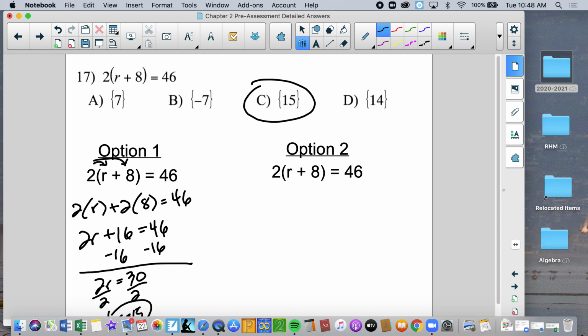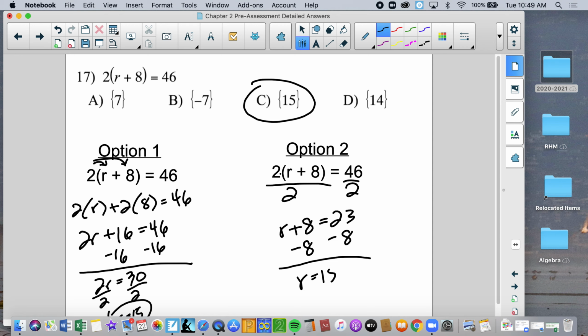The high school way, I can't get into the parentheses, so I need to get rid of what's outside of those parentheses. I'm going to divide by 2. That leaves me with r plus 8 equals 23, minus 8, minus 8, r equals 15.